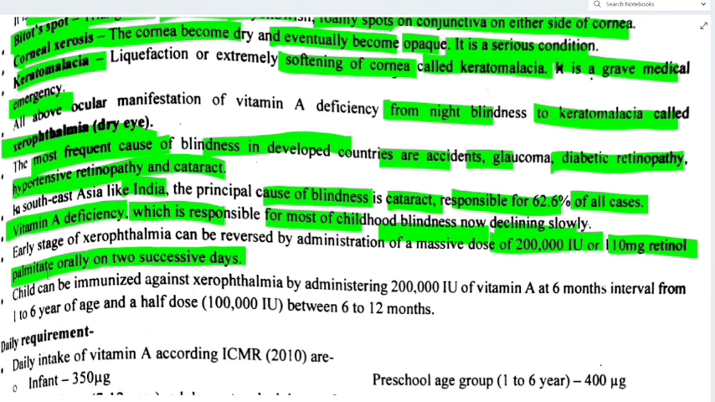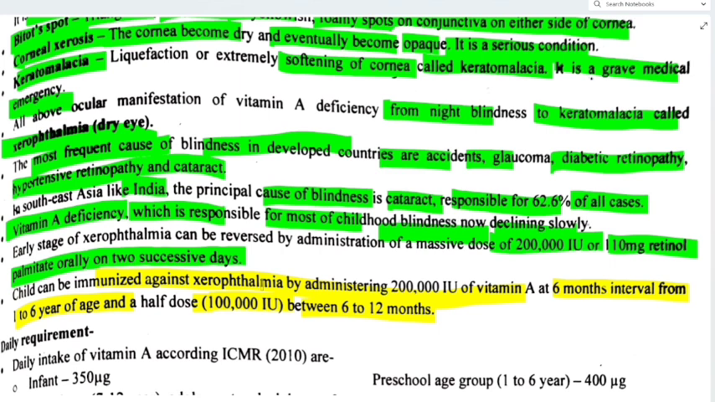A child can be immunized against xerophthalmia by administering 2 lakh international units of vitamin A at 6 months interval from 1 to 6 years of age, and a half dose, that is 1 lakh international units, between 6 to 12 months. Hope it is clear.